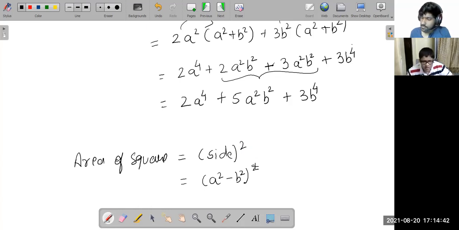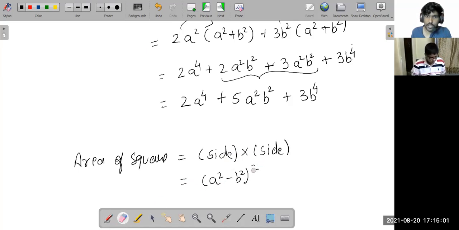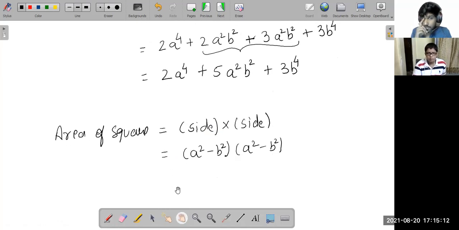Sorry, I didn't hear what you said. I said, what is the side of the square? The side of the square is given. So you write the formula either like this, side square or side into side. Okay, side into side. So the length of the side is given, a square minus b square. This becomes a square minus b square into a square minus b square. Did you understand this? Yes, sir.